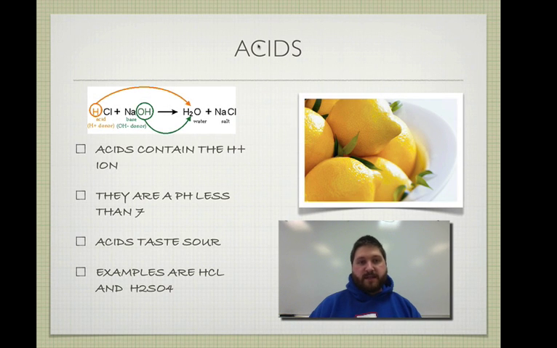All right, so here's some examples for your acids. I have the equation up top again. I gave a diagram here for lemons, just so you could get a flavor for what an acid would be. Here are the 4 main things that we're going to be dealing with for acids in here. Acids contain the H plus ion. Their pH is less than 7. They typically taste sour, and some examples are HCl and H2SO4.